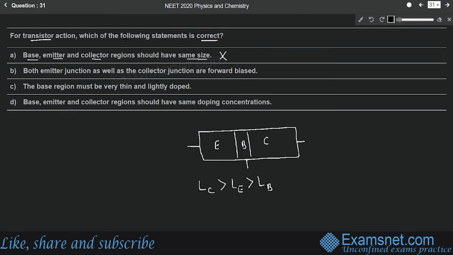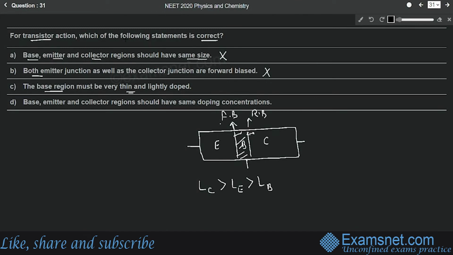Now we come to the second statement. It says both emitter junction as well as the collector junction are forward bias. Again, this is not true because here the base emitter junction is forward bias, whereas base collector region is reverse bias. So these are not same. That means option B will also be incorrect. Now we come to the third option. It says the base region must be very thin and lightly doped. Yes, this is true, as clearly visible in the figure. This is very thin.